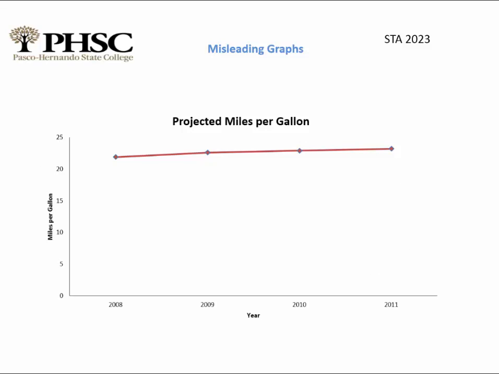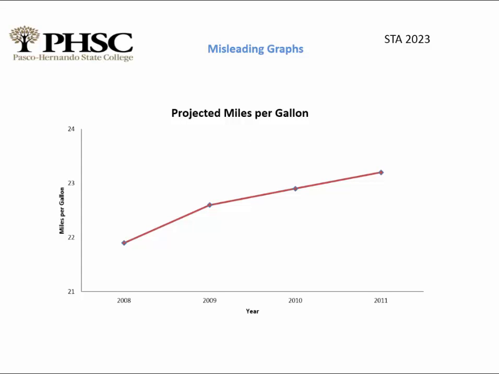So here's another one. This is projected miles per gallon. Here the scale goes from 0 to 25, right? And the line looks pretty flat. So you would say, hey, what's going on? They're not getting any better. But if I tweak the scale so that it goes from 21 to 24, it looks like there's a huge difference, right? From 2008 to 2011.